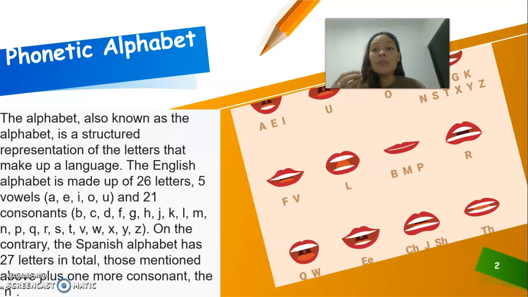On the contrary, the Spanish alphabet has 27 letters in total, which means one more consonant, the Ñ. So, continue.